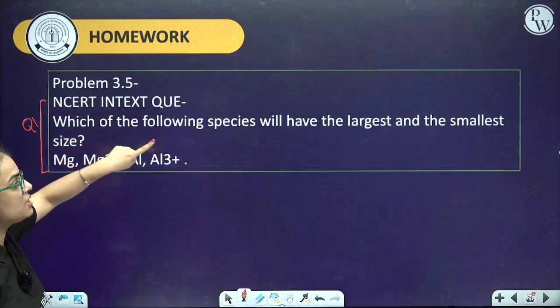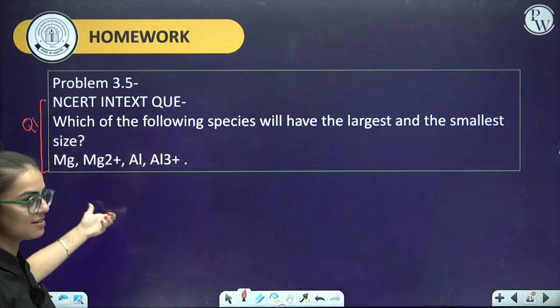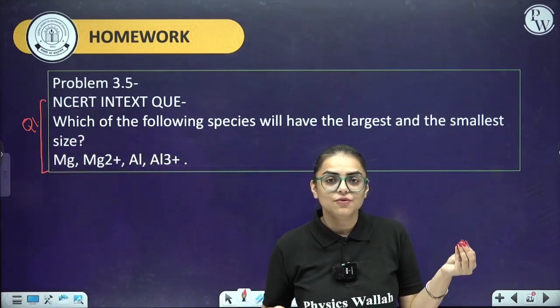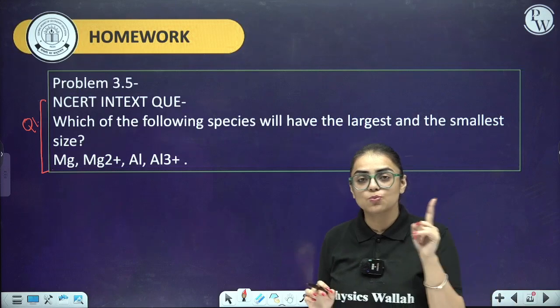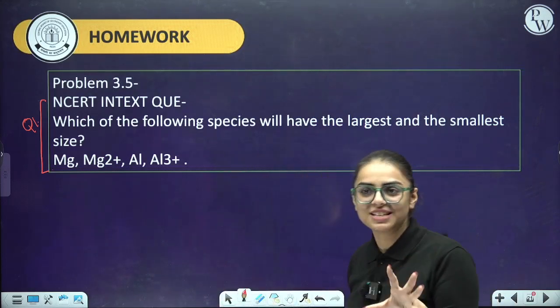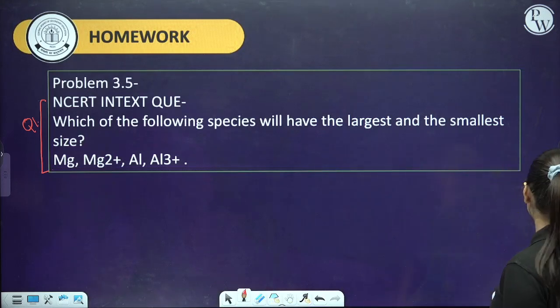So the first NCERT in-text question, which is your homework, is: which of the following species will have the largest and the smallest size? I already told you, students, the one which has more negative charge will have the largest size, the one which has more positive charge will have the smallest size. Cations have smaller size, anions have larger size. So this is the first homework question.